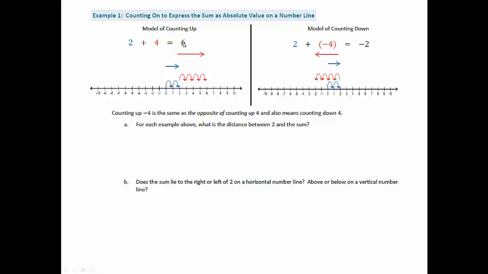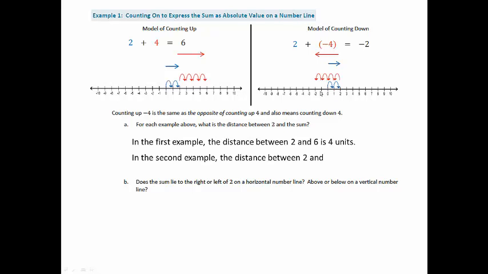So for each of the examples above, what is the distance between 2, our p value, and the sum? Well, in our first example, the sum is 6. And the distance between 2 and 6 is 4. That's the length of the arrow of our q value. In the second example, our sum is negative 2. So the distance between 2 and negative 2 is also 4. That's the length of our q value. Even though 4 and negative 4 are opposites, they have the same length, the same absolute value.